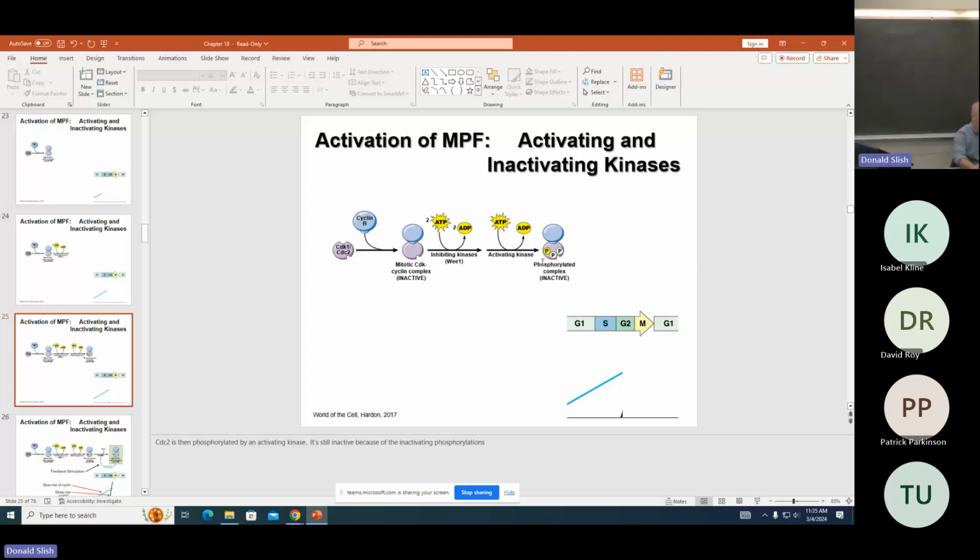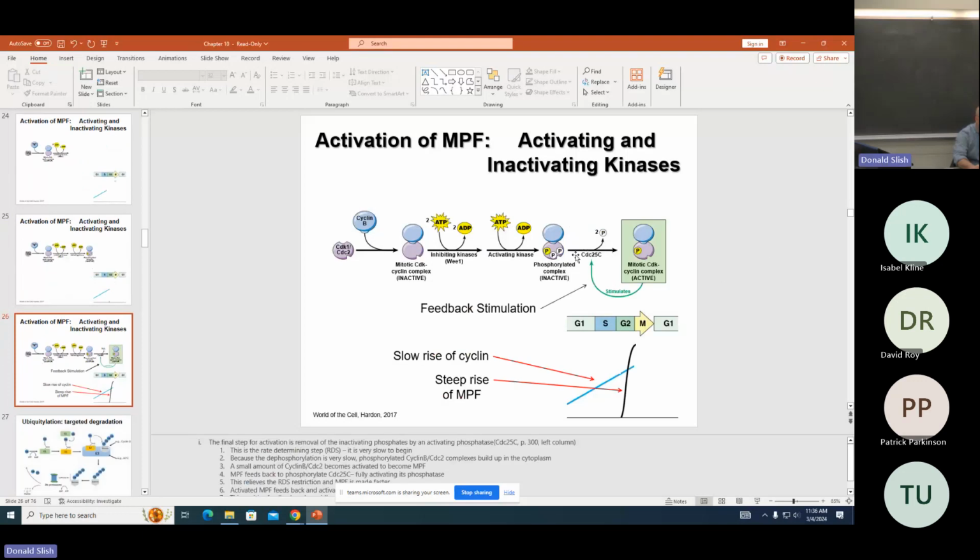But you still have these inactivating phosphorylations here. So now we've got a whole lot of this inactive MPF building up with these inactivating phosphorylations on it. And then the next step becomes the rate determining step in the positive feedback mechanism. There's a phosphatase called CDC25C. This phosphatase is going to take those two inactivating phosphates off, and when it does, MPF becomes active. Now, what makes this a positive feedback mechanism is that this MPF is going to come back and phosphorylate CDC25, and that stimulates it. So now CDC25 is going faster, and so you get more MPF activated, which activates more CDC25, which activates more MPF. There's your positive feedback loop.